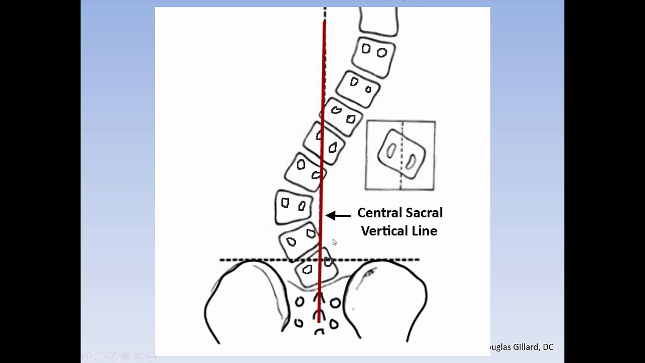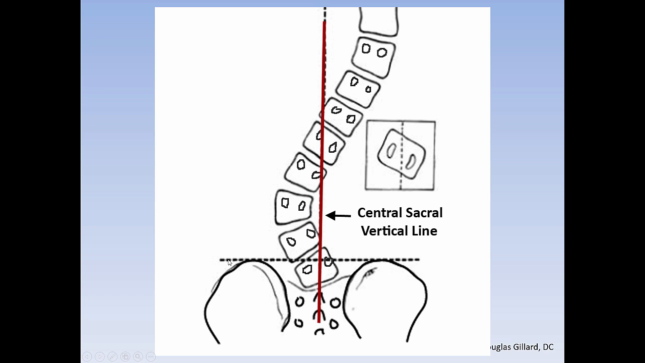Okay, the star of the show is this mid-sagittal line. The pioneers of the lumbar spine rating system call it, and this actually comes from King's system, the central sacral vertical line. They carried this forward.